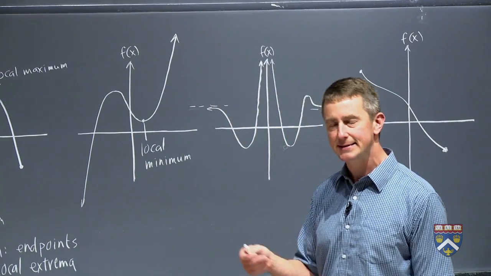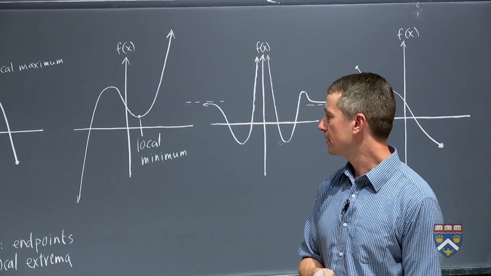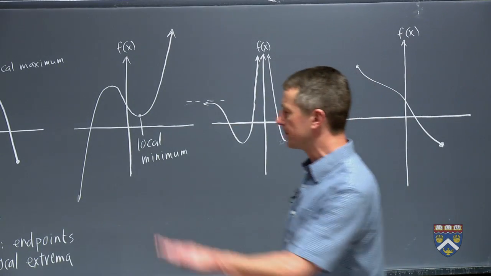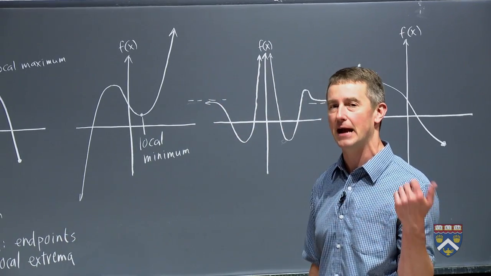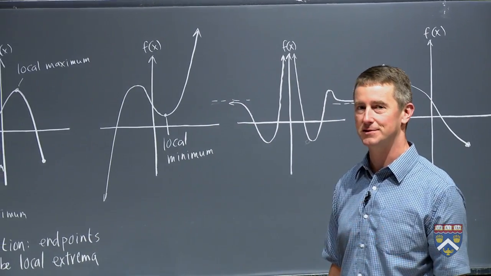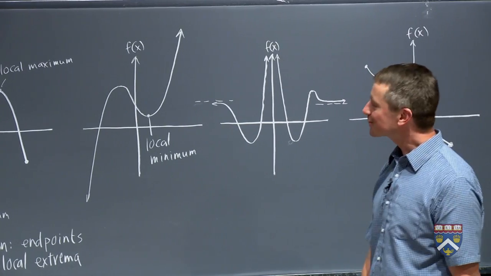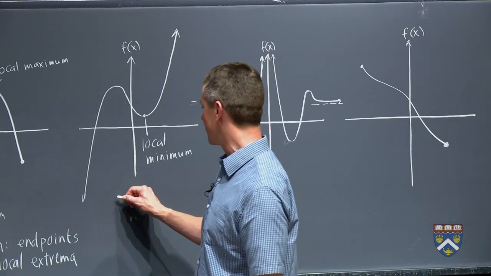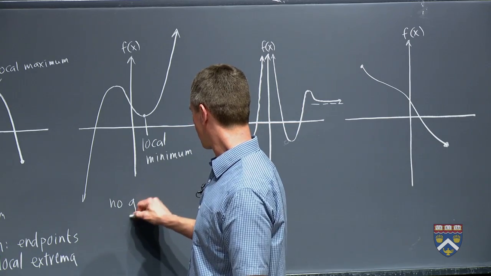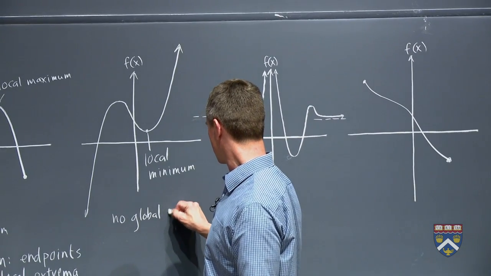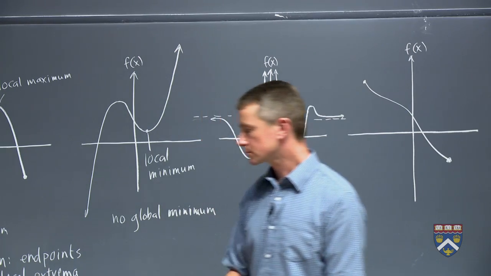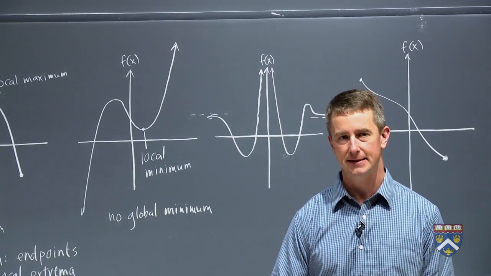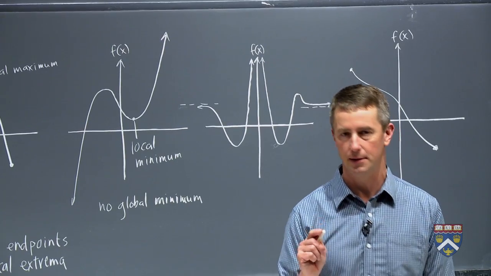So the question is, is there a global minimum for this graph? You might be tempted to say that the global minimum is way off to the left forever at negative infinity. But is negative infinity an actual point? Not in this class, it's not. So we say that there is no global minimum here. You're not allowed to say it's at negative infinity. It's got to be a point where you can actually put your finger on it.